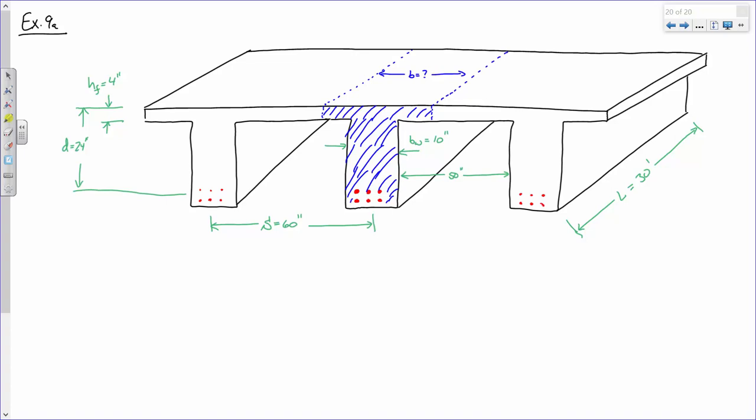Okay. So now to compute this for a T-beam, it is the minimum of the three following quantities: L over 4, BW plus 16HF, or the girder spacing.